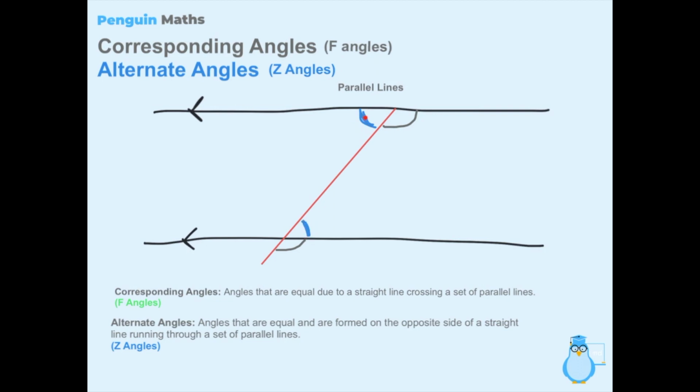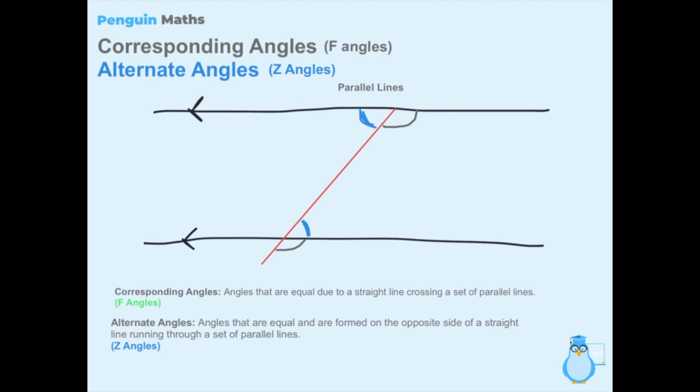So for example here, this angle lies below the parallel line and to the left of the straight red line running down, but this one here lies on top of the parallel line and to the right, and that's what makes them alternate. And an easy way to remember, or a good way to spot alternate angles, is to look for the Z shape that these angles form.